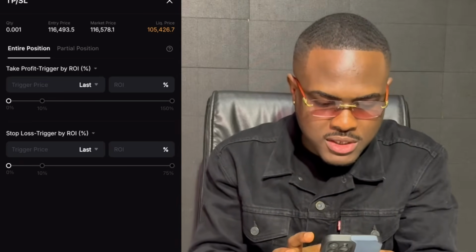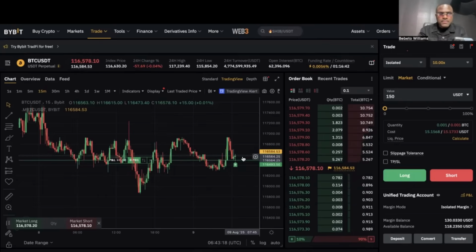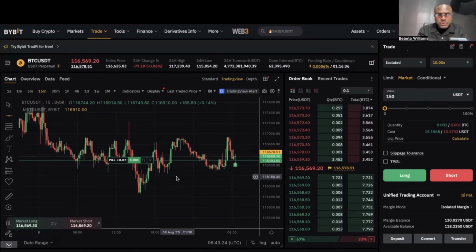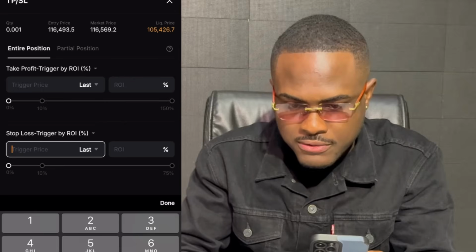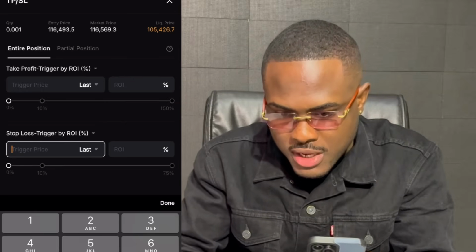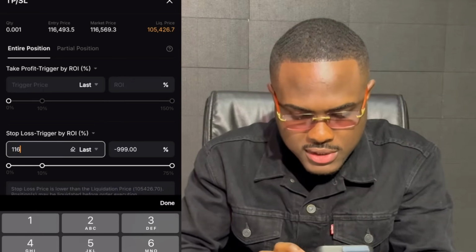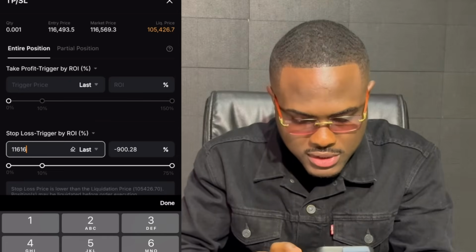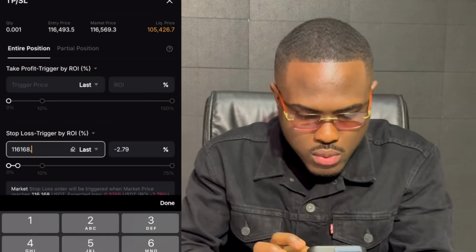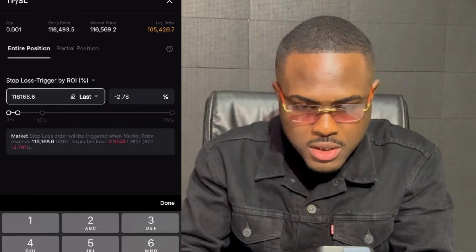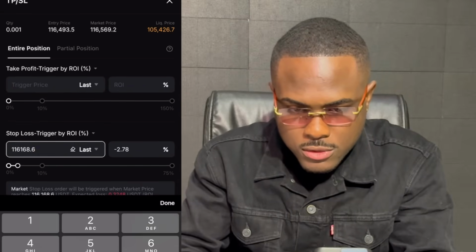So I'll come to this place. My stop loss is going to be below there. This is the level where you can analyze the market from your BYBIT exchange trading view here. Just very simple and straightforward. My stop is going to be at 168.66. Then my take profit, I can put above this level here.